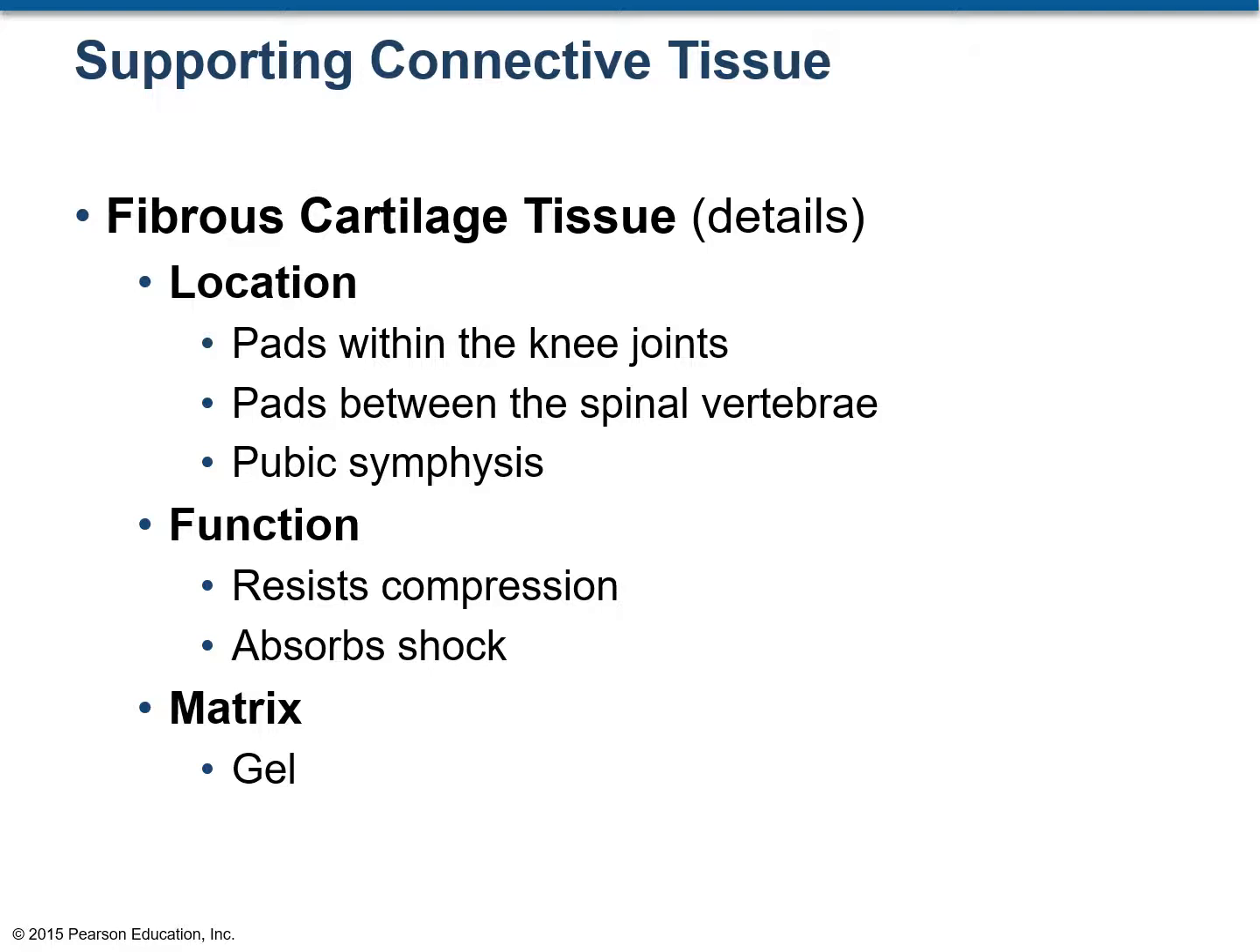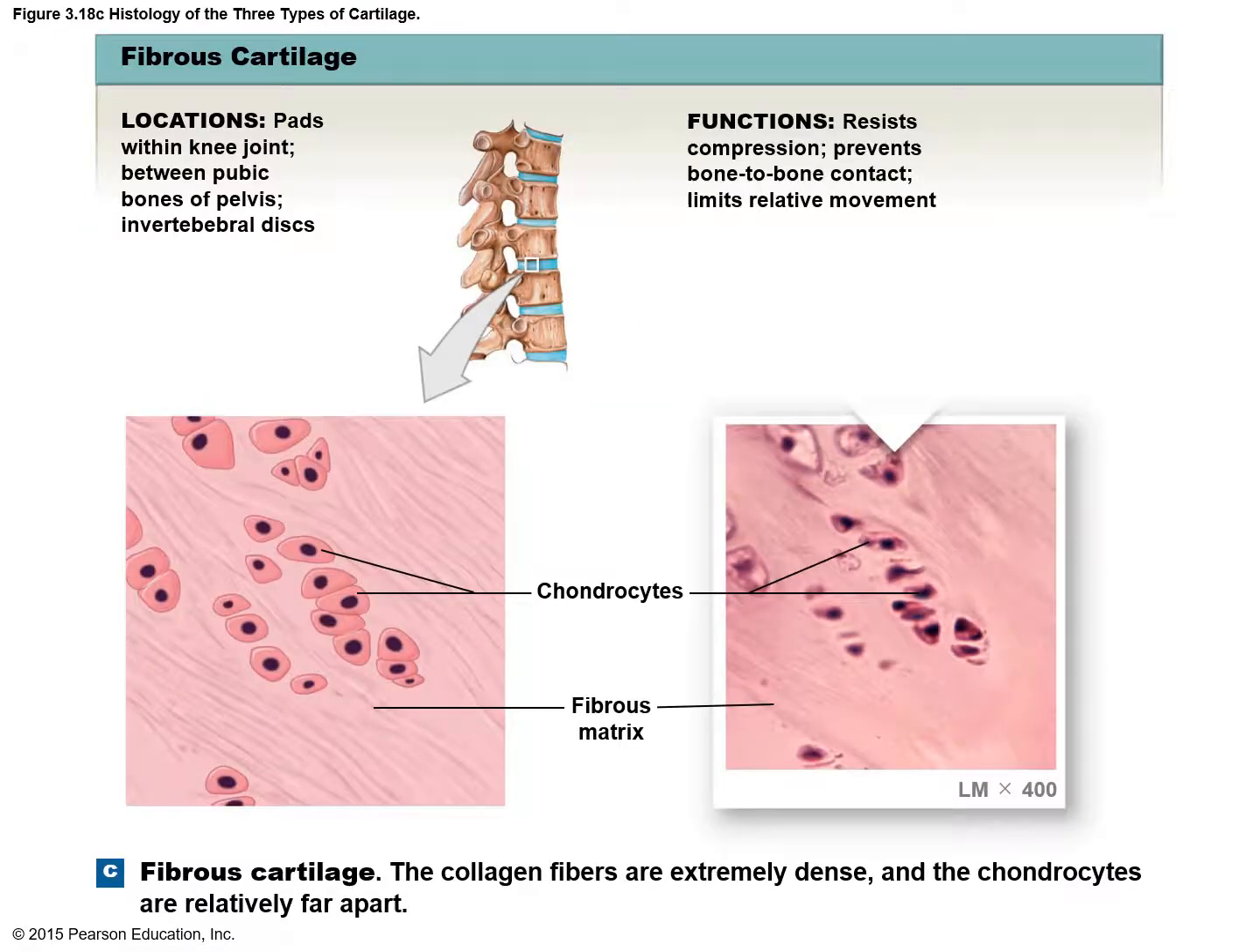The third type of cartilage is fibrocartilage or fibrous cartilage, and its functions are that it resists compression and helps in shock absorption. Its location is pads inside the knee joints or in between the vertebrae, and it is also present in the pubic symphysis, which is in the pelvic girdle. This figure shows the anatomy of fibrous cartilage.